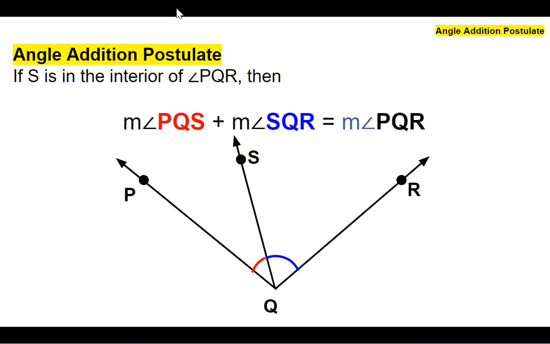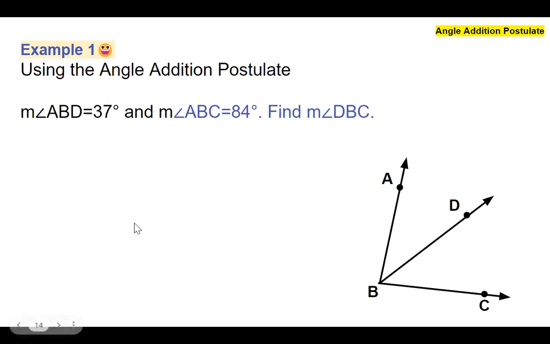Ready for our first example? Here we go. Go ahead and copy this one down. Using the angle addition postulate, the measurement of angle ABD is 37 degrees. The measurement of angle ABC is 84. We're going to find the measurement of DBC.